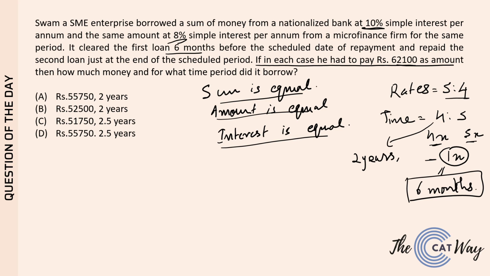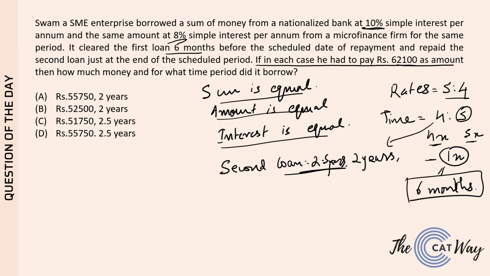And similarly for the second case, because it is 5x, the time period for the second loan is going to be equal to 2.5 years, right? So one thing we can say is that our answer is going to be between C and D. But now we also have to find how much money was borrowed, because we do not know the sum.